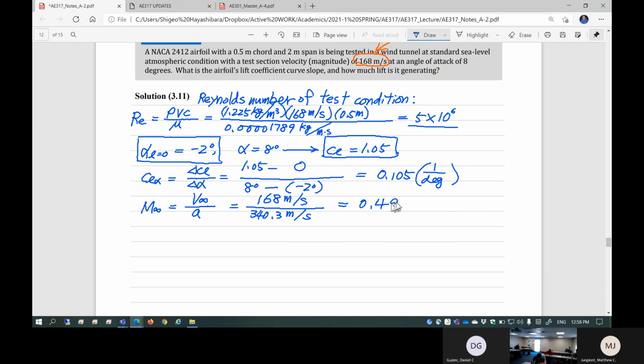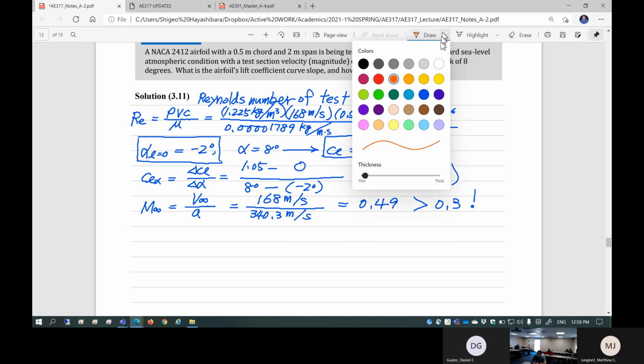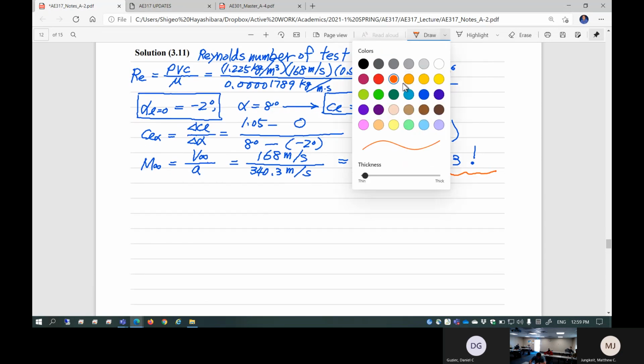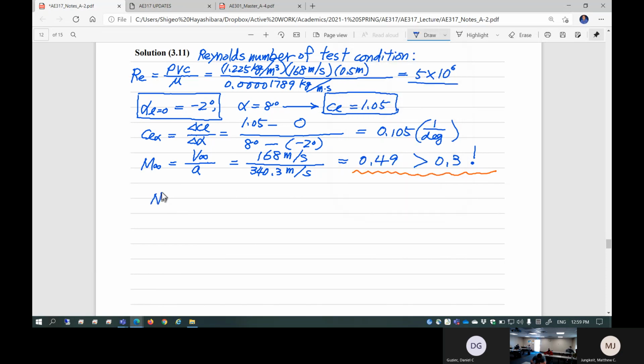This is actually 0.49. Oh my goodness, this is more than 0.3. Then you go panic and say, whoa, no, no, no, we cannot use Bernoulli's equation anymore. Here we go. Not only that, whatever data you read off from this chart needs to be corrected. Of course, you cannot use the data as it is. So let's correct it. The NACA 2412 data needs to be corrected for compressibility.